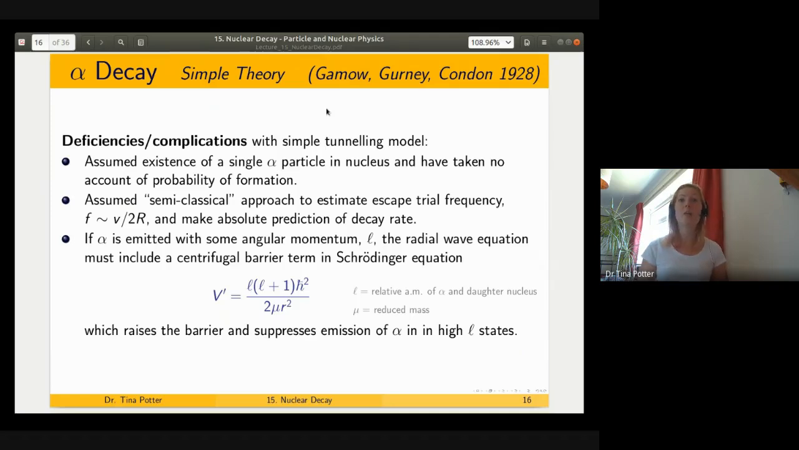And then finally, sometimes the alpha particle has to be emitted with some angular momentum. If that happens, we're going to have an increased barrier, not just the Coulomb barrier that the alpha particle is going to see. It's going to have an increased barrier from this centrifugal barrier because it's emitted with higher L. So if it's emitted with L equals 0, this extra potential that it sees is 0, but if it's emitted with L larger than 0, it's going to increase the barrier and then suppress that decay. So what we find is that alpha decay usually only happens in low L states or L equals 0.